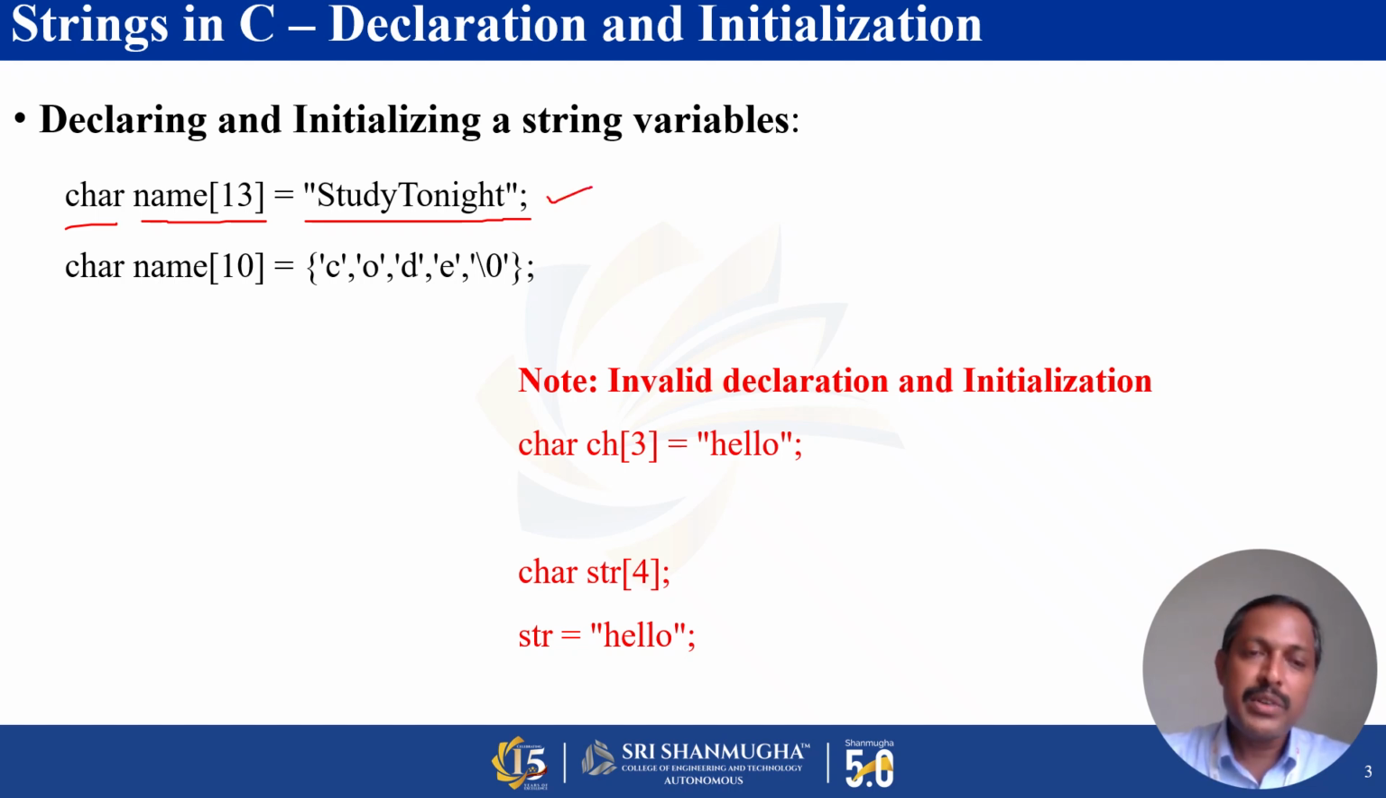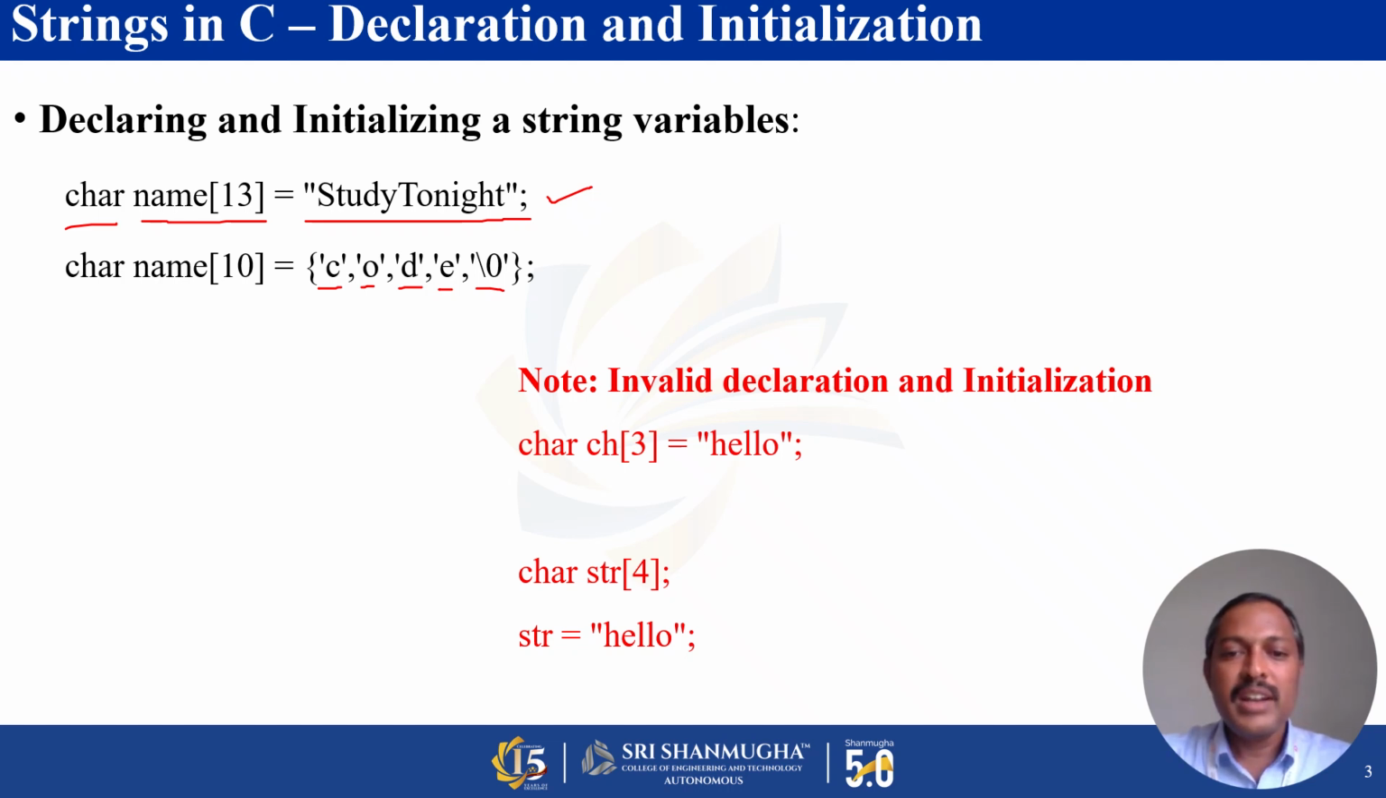One more method is to specify the characters individually, for example 'C', 'O', 'D', 'E', and the null character. While storing a string value within double quotes, the null character is optional. If you are giving character by character individually, we must give the null character. There are different things we have to remember while creating a string.